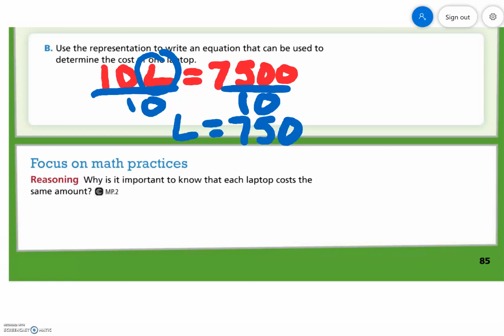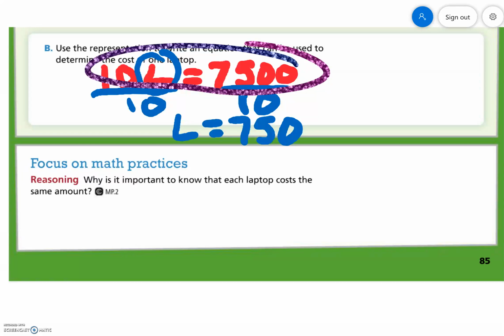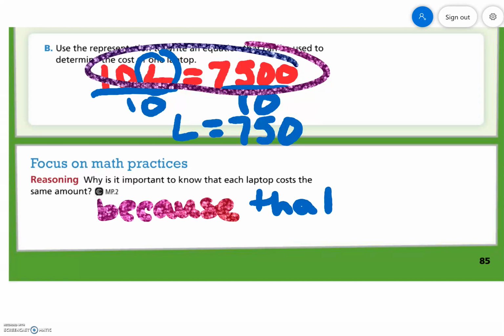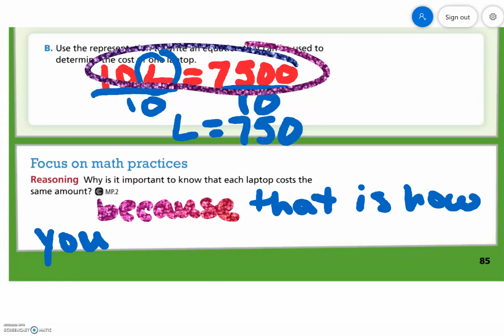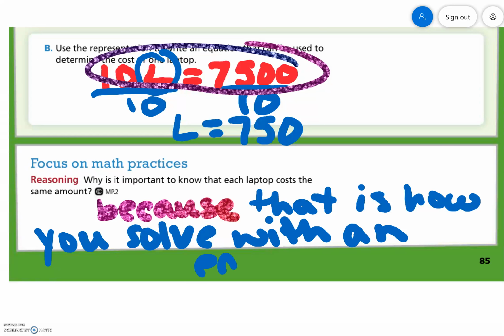Why is it important to know that each laptop costs the same amount? Well, if they didn't cost the same amount, this equation would not have worked. Okay? So it's important to know each laptop costs the same amount because that is how you solve with an equation.